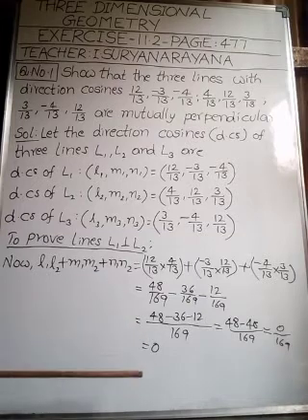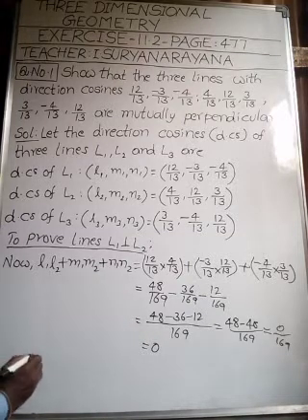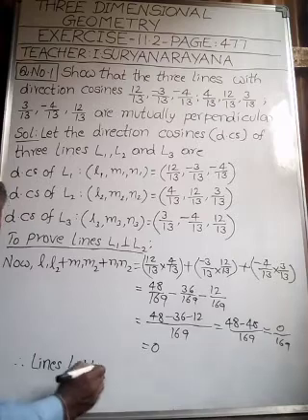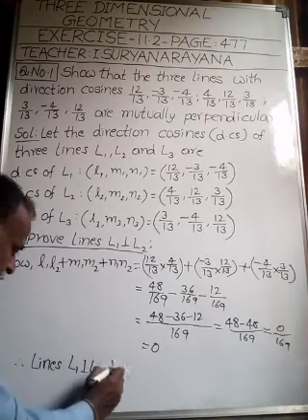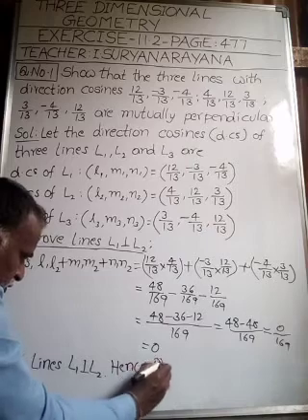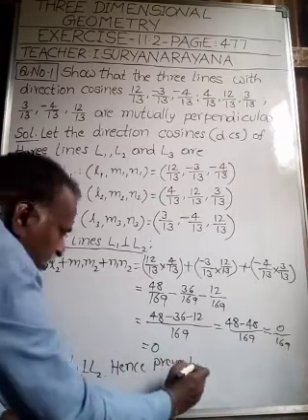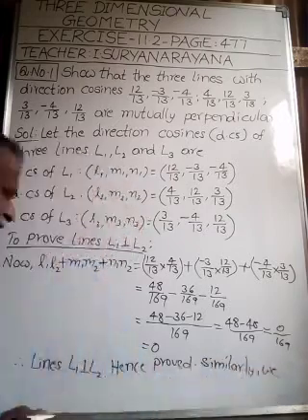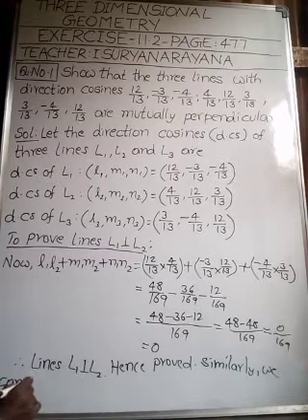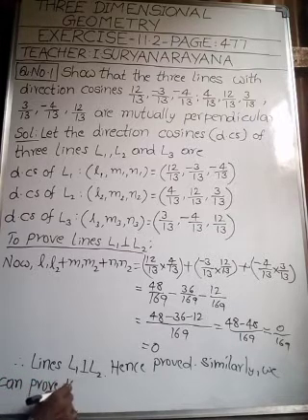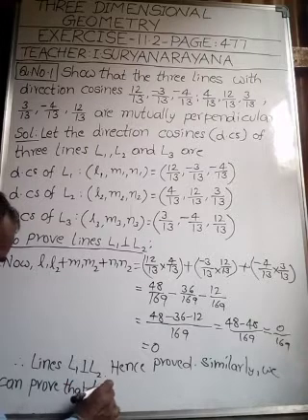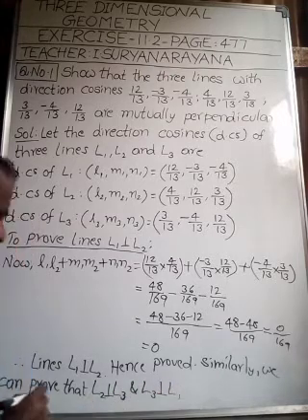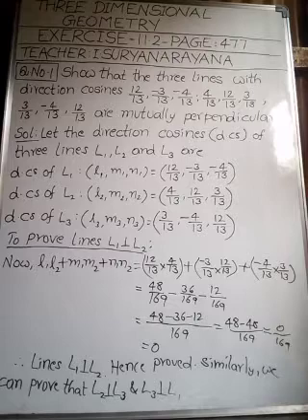Okay, my children, this condition is satisfied. Therefore, we can say that the lines L1 is perpendicular to L2. Okay, my children, hence proved. Similarly, we can prove that L2 is perpendicular to L3 and L3 is perpendicular to L1. Okay, my children, understood this step? Right.